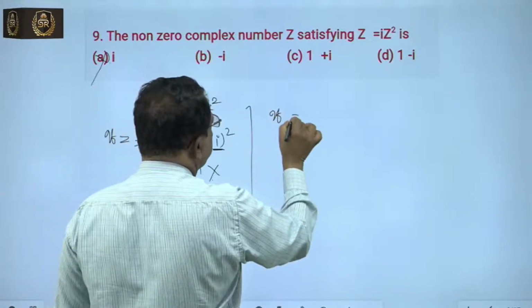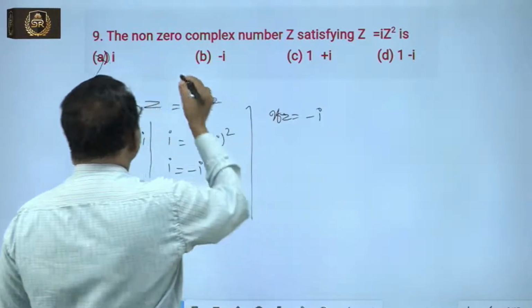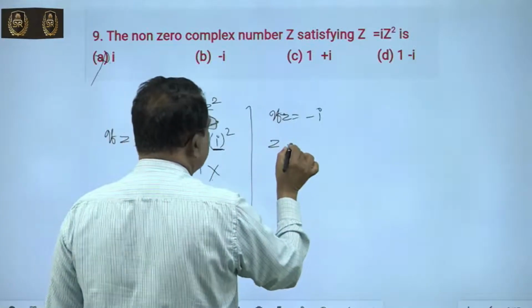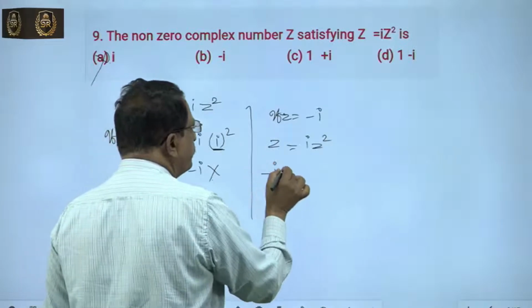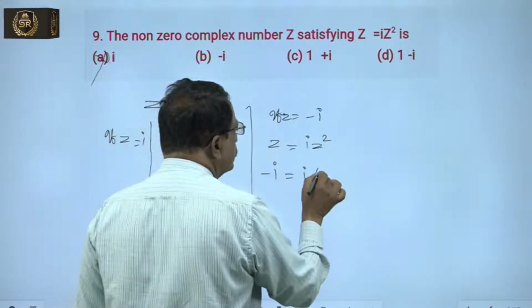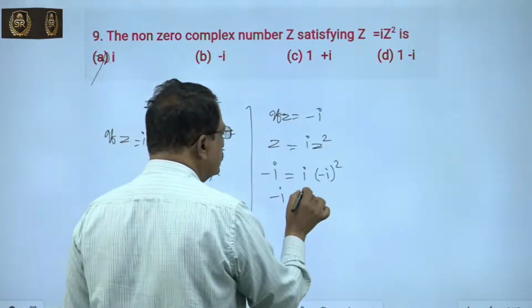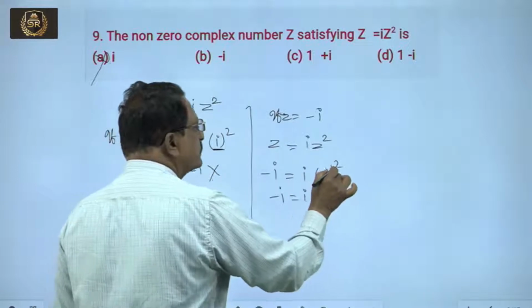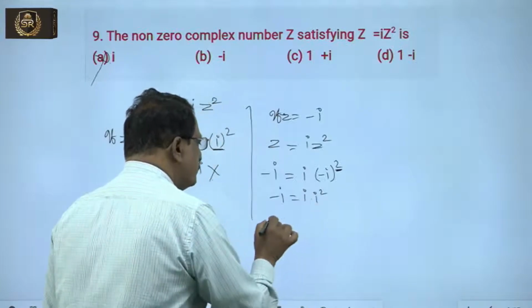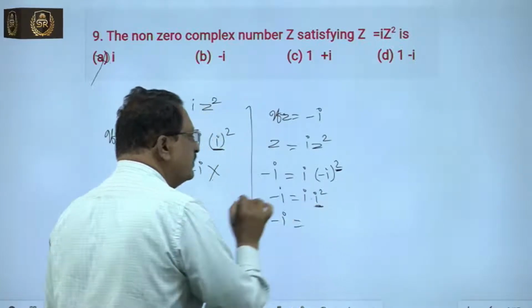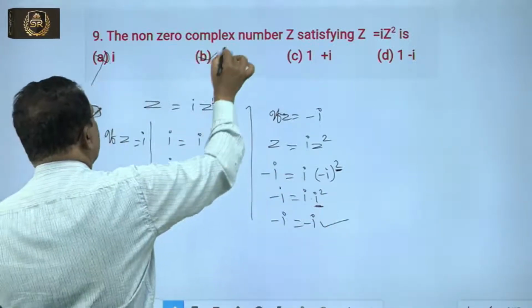Next, verify the second option. If z equals minus i, then z equals i z square gives minus i equals i into (minus i) whole square. Even exponent, so i into i square. Minus i equals, but i square value is minus 1, so minus i. Now it is satisfied, both sides are equal, so option B is correct.